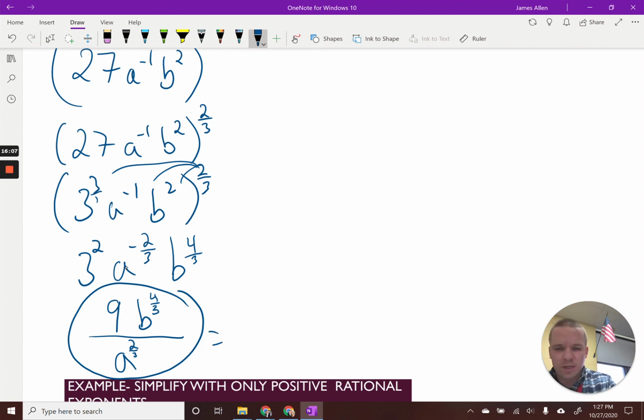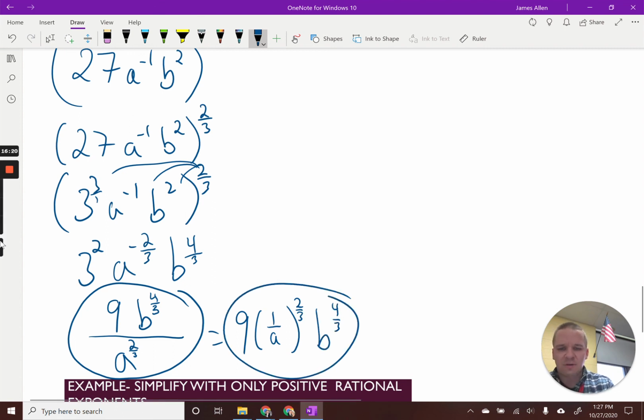Just for fun, our other option was 9 and then 1 divided by a to the 2/3, and then we have b to the 4/3. I find that this first one just looks a little more normal than having the 1 over and then a fraction. So, you know, it's up to you, unless the problem specifies.